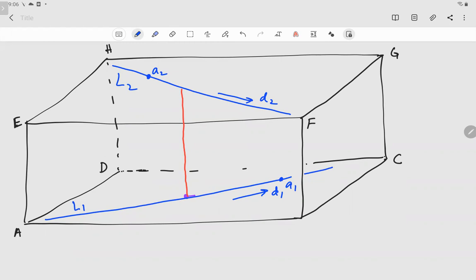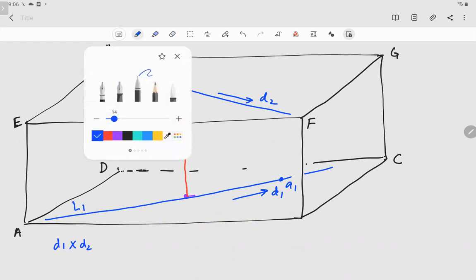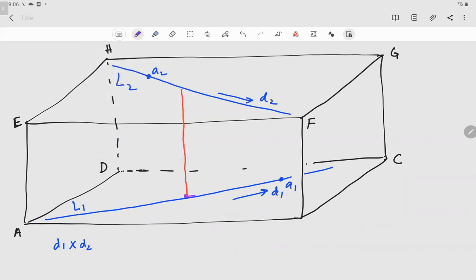Okay, D1 is a vector lying in the plane, in the floor, and D2 is a vector lying in the ceiling. D1 cross D2 gives me a vector which is perpendicular to the floor and ceiling.